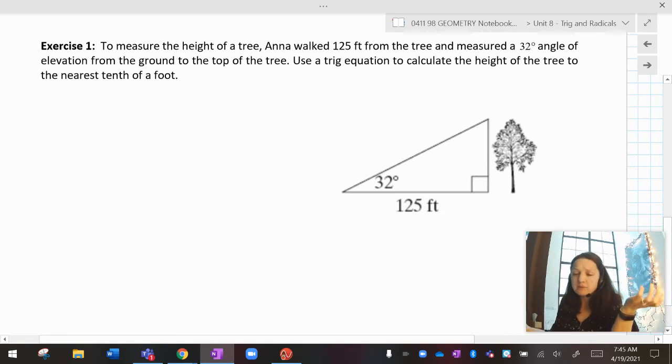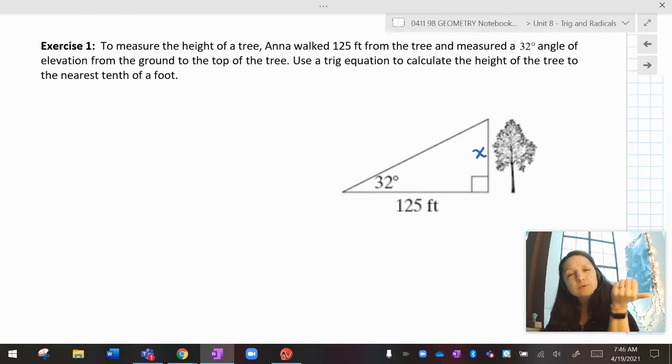This says, to measure the height of a tree, Anna walked 125 feet from the tree and measured a 32-degree angle of elevation from the ground to the top of the tree. Use a trig equation to calculate the height of the tree to the nearest tenth. If I want the height, I want x. To find x, I have to think about my options. Option one is that it's a right triangle, so I could try the Pythagorean theorem.